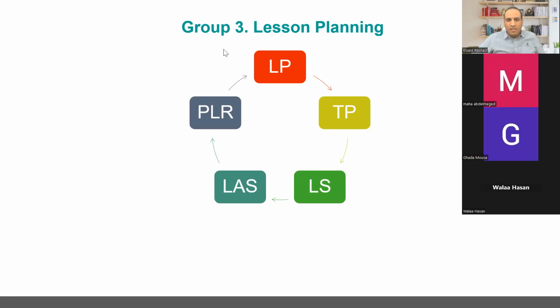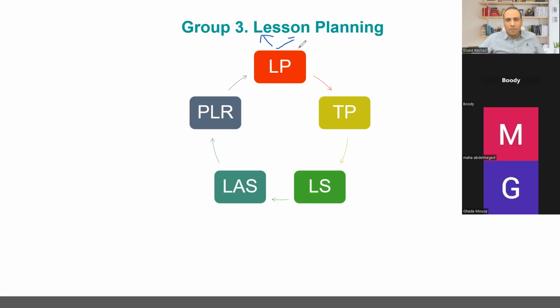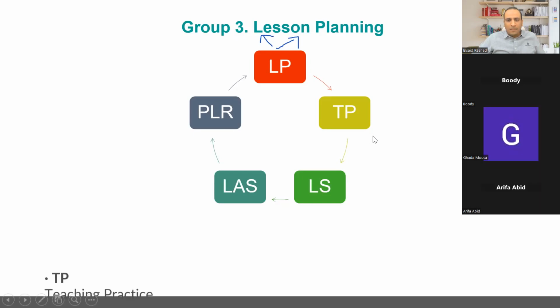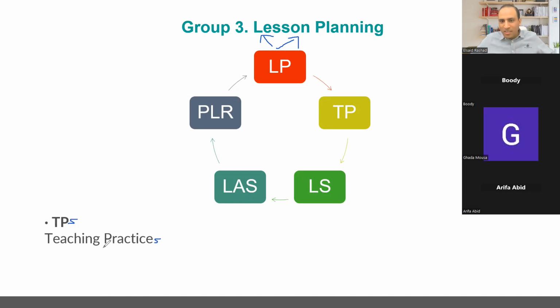So LP is clear from here: lesson planning. TP is teaching practice. You can also call them TPs. Teaching practice is the most important thing in a TEFL course.